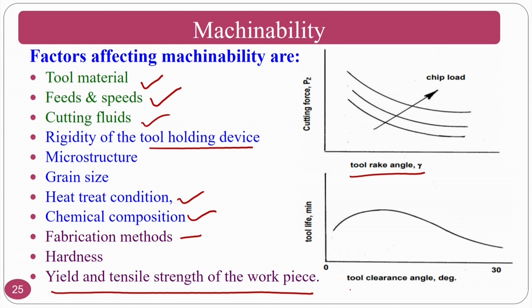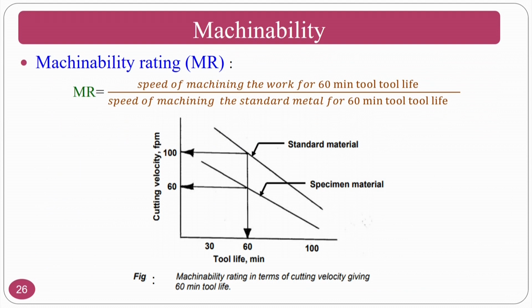Okay, clearance angle does not play much of a role, it will rub against the final product. So obviously you should take care. I also said that clearance angle is nothing but the flank angle. So if you see the machinability rating, it is the speed of machining of the work for 60 minutes of tool life to the speed of machining of the standard material for 60 minutes of tool life. Normally you decide machinability rating by this equation.